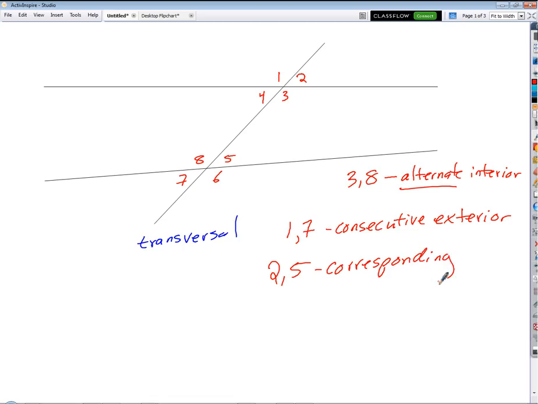What about, let's do one more. What about, how about angles 4 and 5? Okay, does that make sense? Alternate interior, opposite sides of the transversal, but inside the two lines.